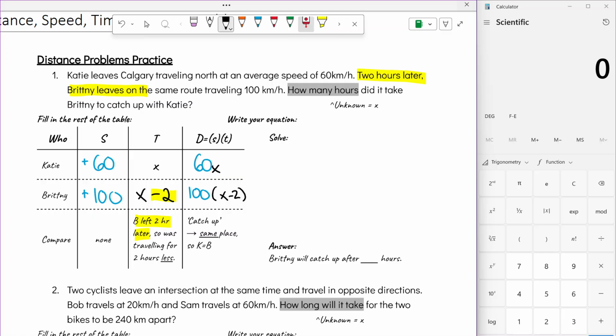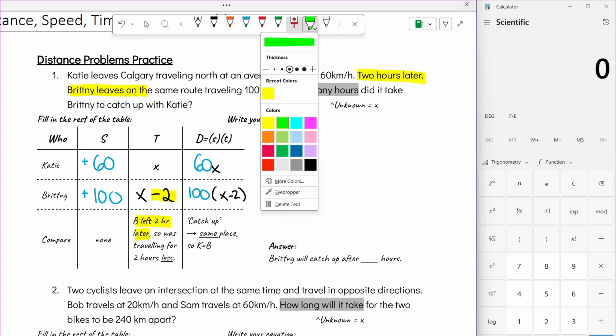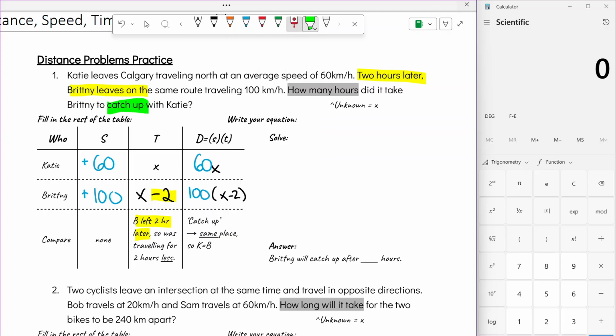Let's go ahead and think about our comparisons. We don't have any comparison of their speed. I mean, we could say that Katie is a constant 40 less than Brittany. That's great. We used our comparison for time already. And the main thing that we want to know, the condition that we're dealing with here, is that we want Brittany to have caught up with Katie.